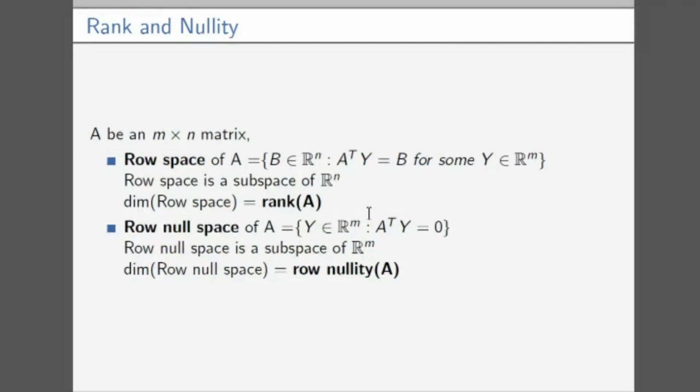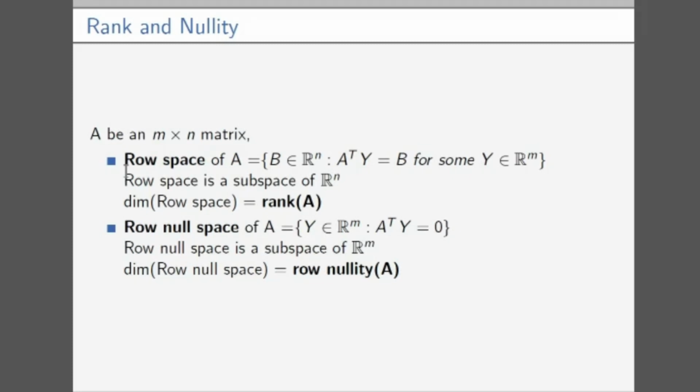Then we have what is called the row null space of A, which is the set of all Y belongs to Rm such that A transpose Y is the zero matrix, and it is a subspace of Rm. So just like, rewinding the previous definition, null space was a subspace of Rn, and row null space is a subspace of Rm. Then the dimension of row null space is called row nullity.